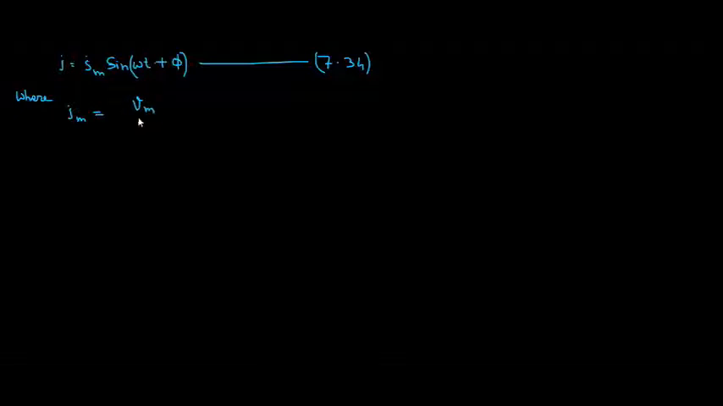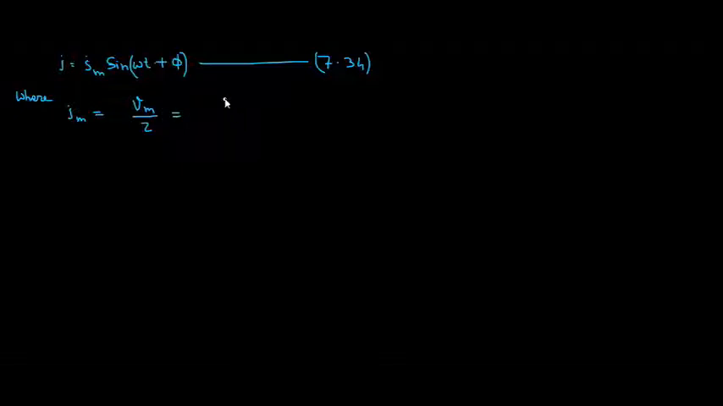In the last session we have derived an expression that is I equal to Im sine omega t plus phi, and the equation number you can see in your book was 7.34, and we have written Im, where Im is equal to Vm upon Z.